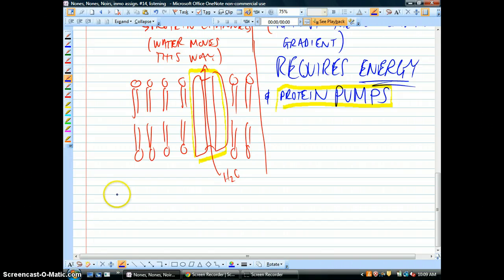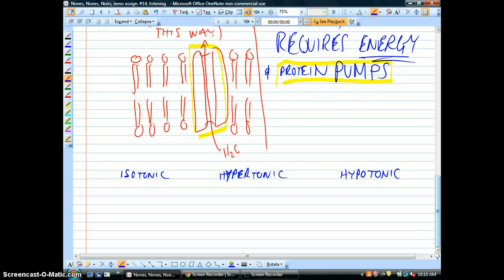And I just realized I forgot some, and those were isotonic, hypertonic, and hypotonic. And this is it, and then I'll just introduce the cell parts, and then we'll be done. Isotonic, hypertonic, and hypotonic. Let me correct this writing.